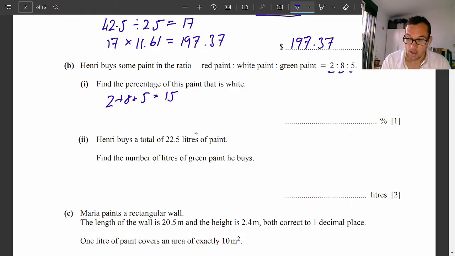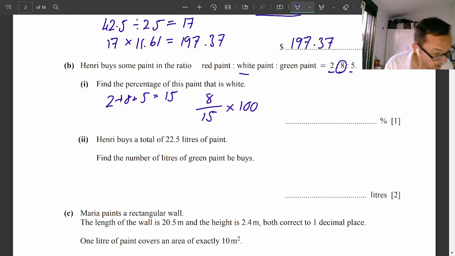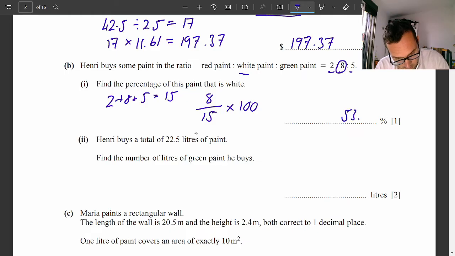Okay. Now to work out something as a percentage, we need the total, which we now know, 15, and then the amount of the specific value we want. In this case, it's white paint. The white paint is the middle value in the ratio, so that's 8 over 15, and this being a percentage, we times it by 100. So that's 8 divided by 15 times 100, 53.3 recurring percent. Okay. You don't have to put the recurring dot, but we're being thorough.